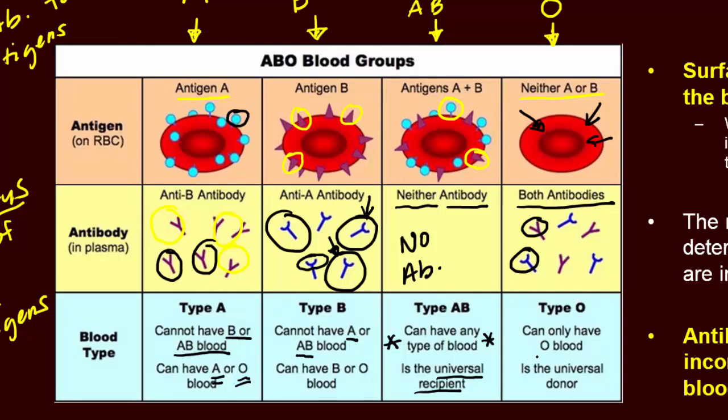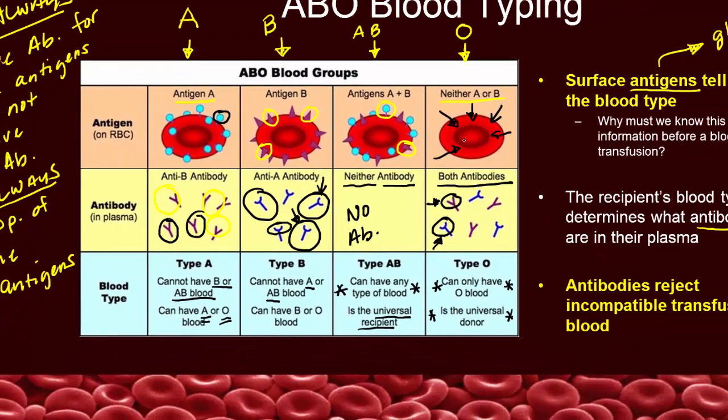Okay, someone who is type O can only receive blood type O. Why can't they receive A or B? Because they have antibodies against both the B antigen and the A antigen. So they cannot get any blood that has A or B antigen on it. They are the universal donor, and again, that is because they have no antigens on the surface of their cells, and if you have no antigens on the surface of your cells, then no antibodies will ever attack and reject that blood.